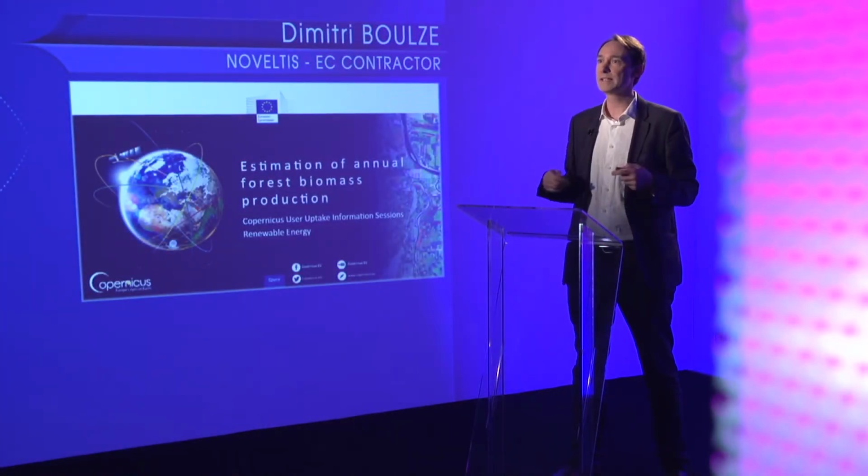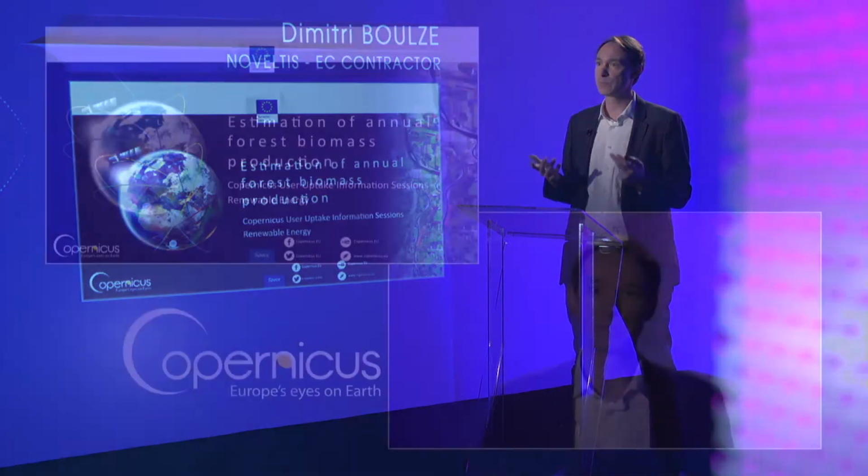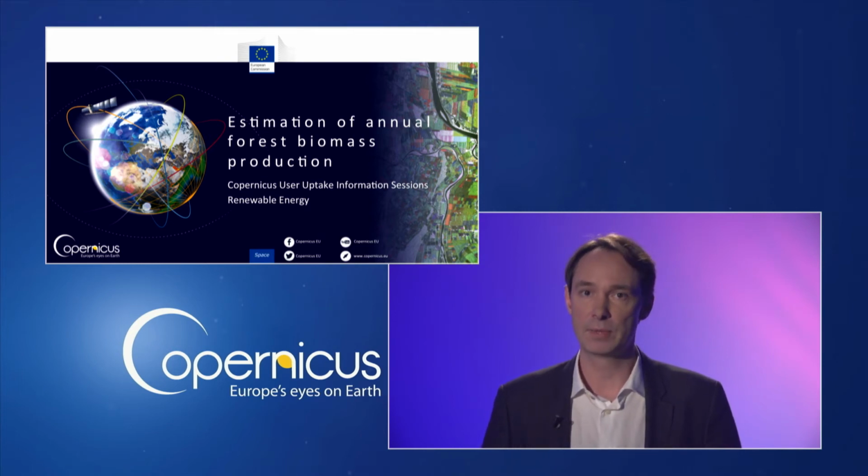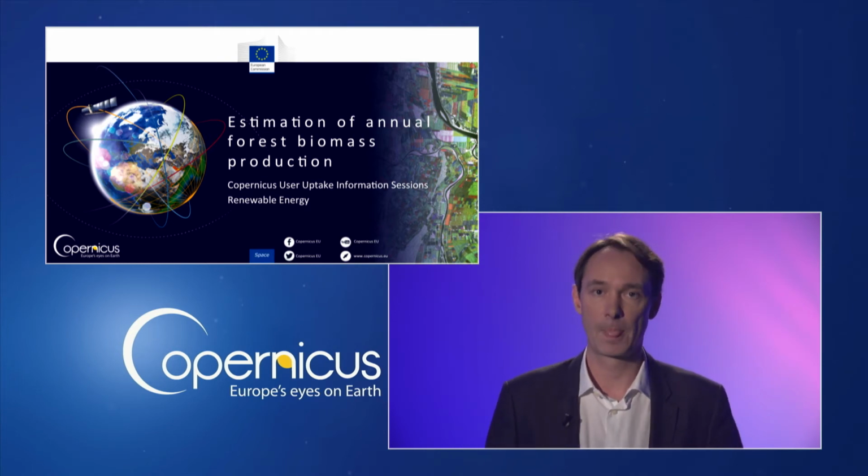These data are currently supplied by 6 Copernicus services dedicated to the atmosphere, to the climate, marine, land, emergency and security domains. In this module, I will show you how to estimate annual forest biomass production with Sentinel imagery and derived products provided by the Copernicus Land Monitoring Service, CLMS.